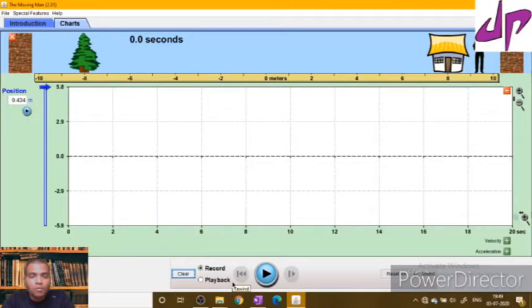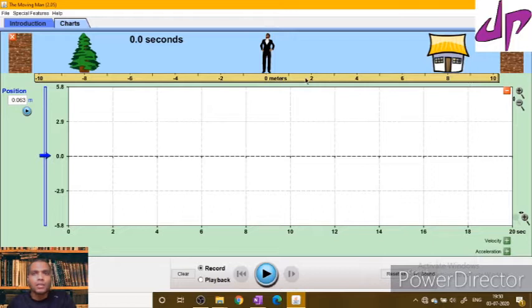I would like to give a better explanation about the distance-time graph by using the Moving Man PhET simulation. So let me explain this animation. Here is the moving man. This person can move left or right.